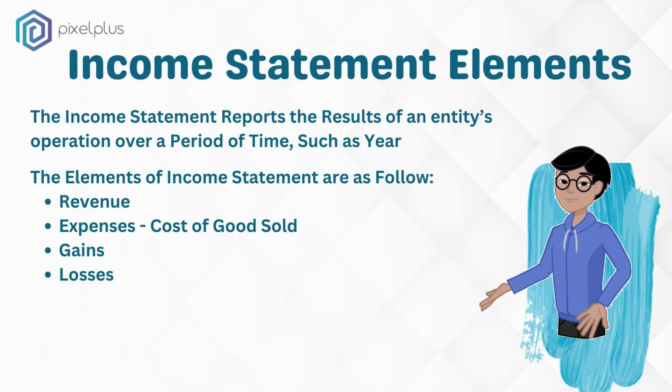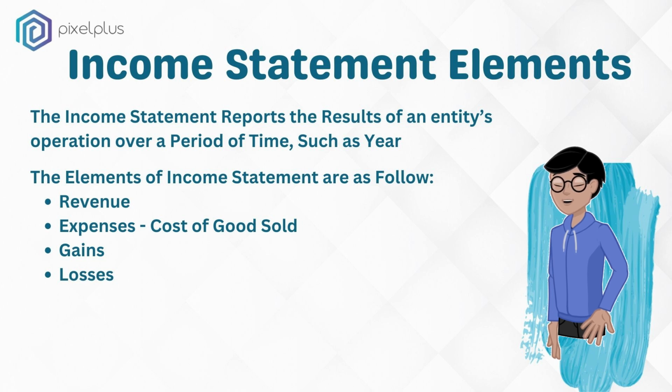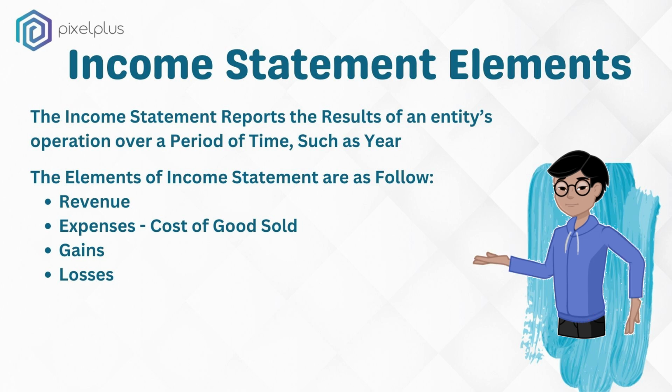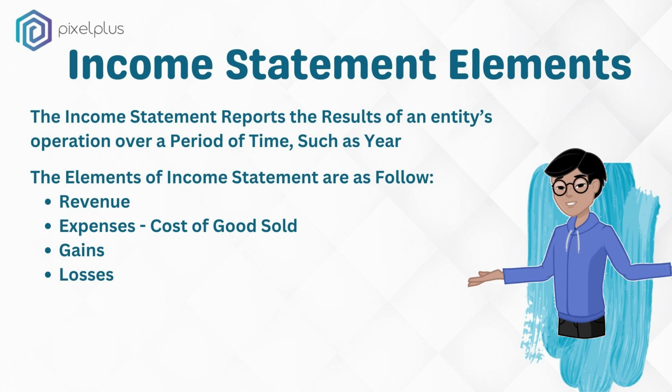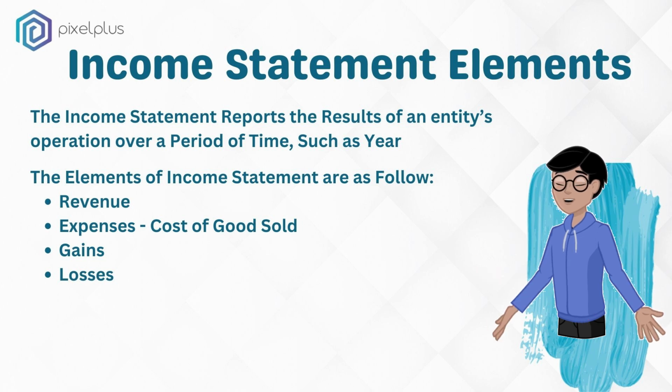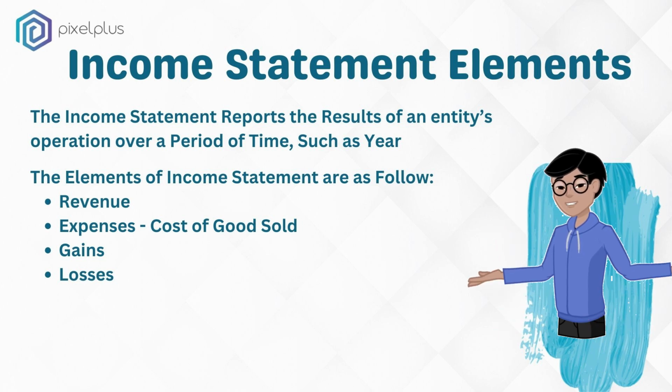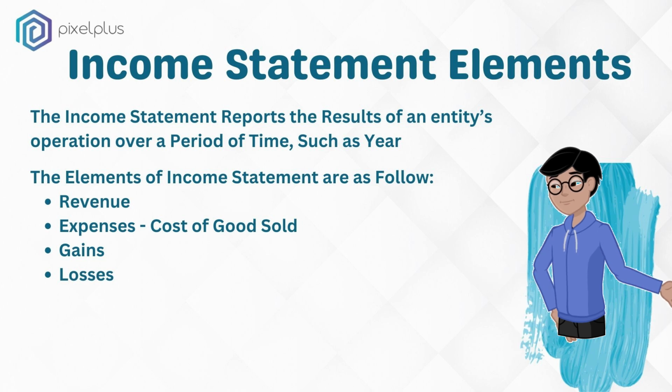For example, 1 year. An income statement, also known as the profit and loss statement, is a financial document that provides a company summary of revenue, expenses, and profit or loss over a specific period. This period could be a quarter, a year, or any other defined period. The income statement is one of three major financial statements alongside the balance sheet and cash flow statement.